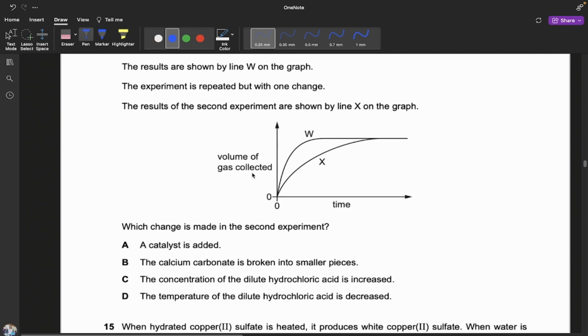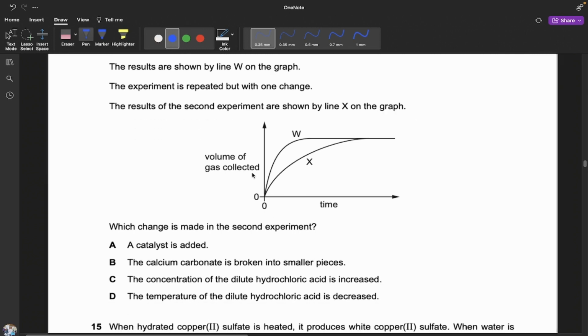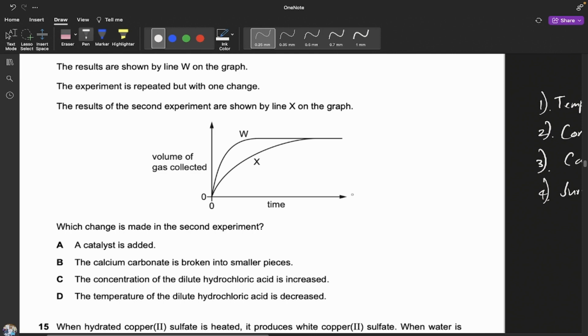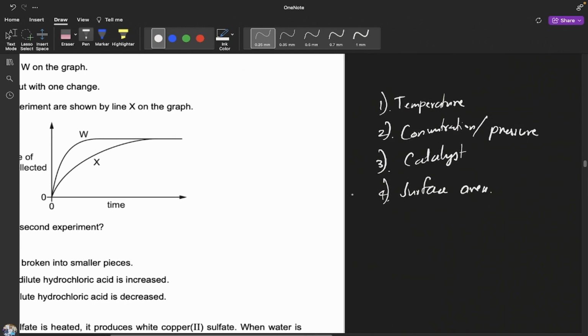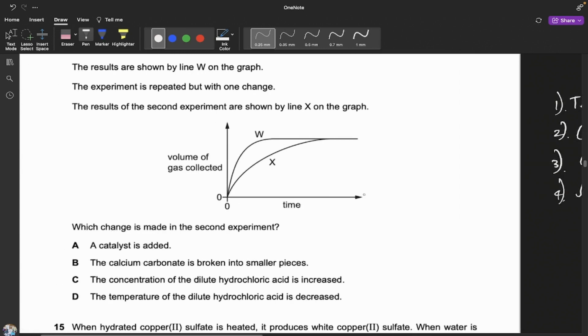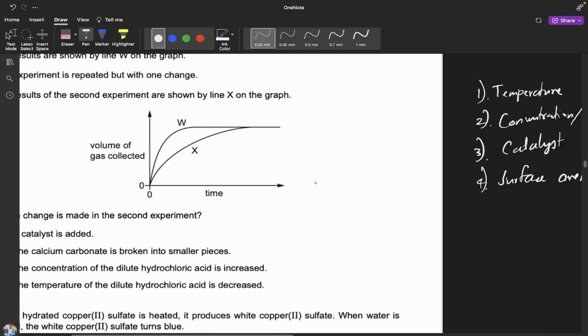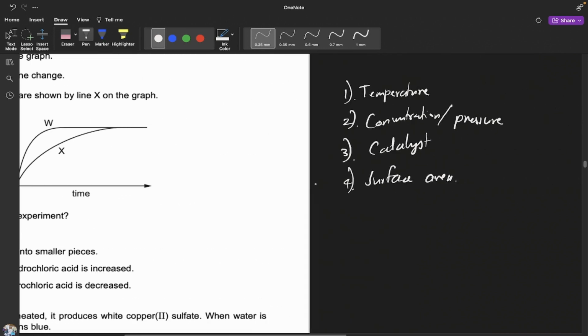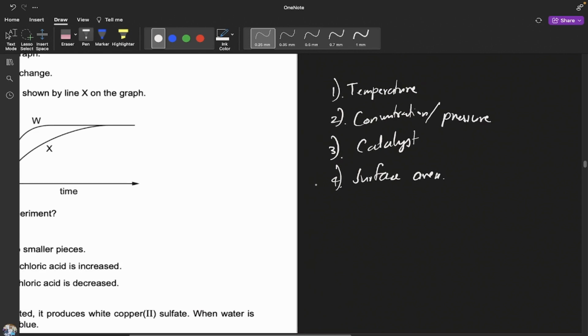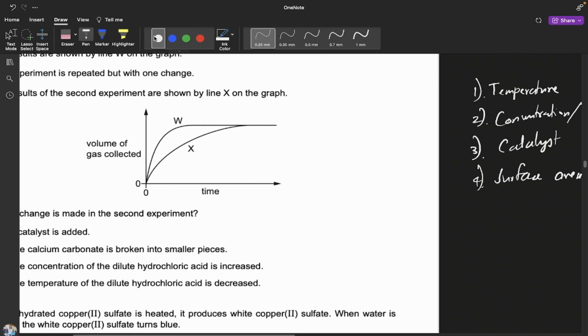Okay. So they're talking about rate of the reaction. What are the factors that affect the rate of reaction? Temperature, concentration or pressure, catalyst, surface area. So when temperature increases, reaction rate increases. When concentration or pressure increases, rate increases. If a catalyst is present, rate increases. Surface area increases, obviously the rate increases.